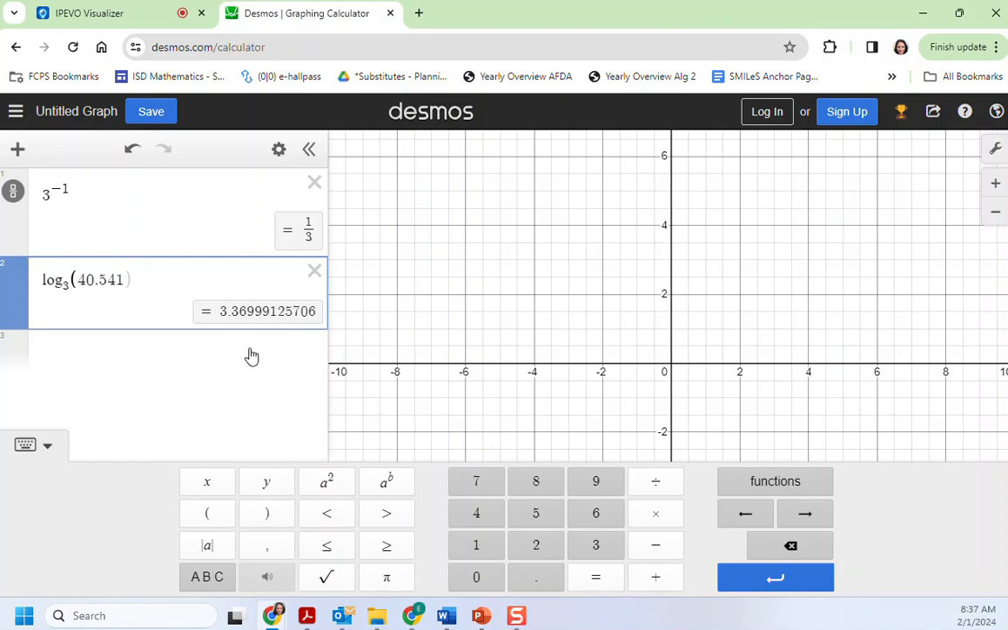All right, and so we get a few more decimal places than Nyla got with a guess and check. She gave us a really good estimate. And now we have a few more decimal places. So we can write this to 2 decimal places. We can write 3.37. Okay?